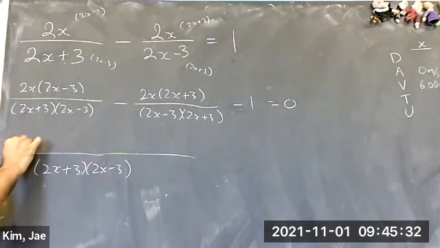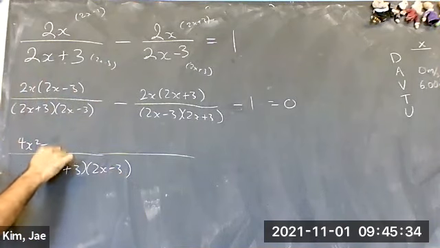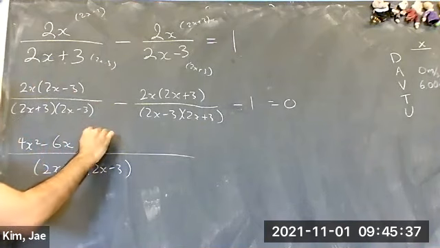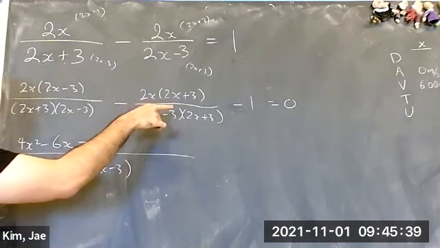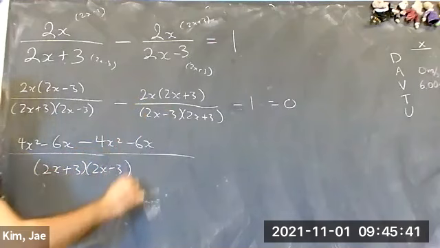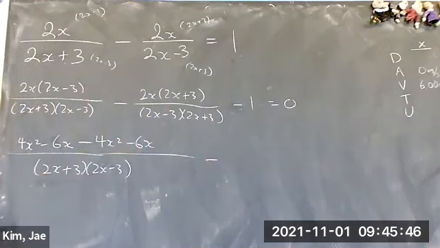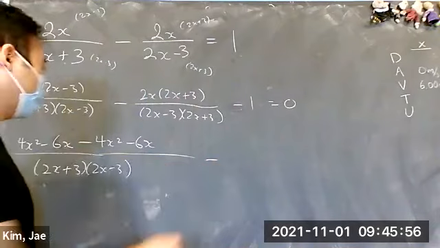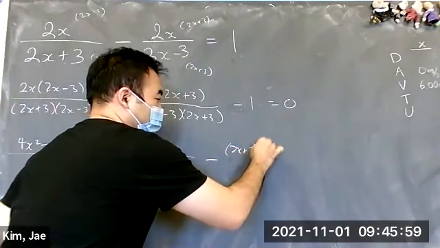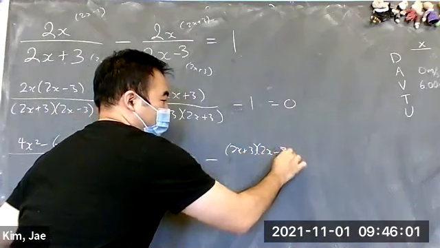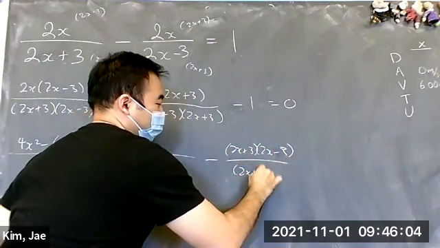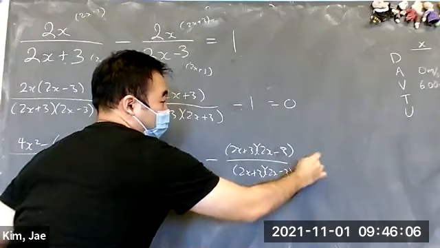And then the top is 4x squared minus 6x minus 4x squared plus 6 minus 6x. And then minus this over this, right? It's a 1. Yep. Plus 6x. I know it's a plus 6x, but I'm subtracting, so I'm going to do it all at once because I'm lazy. And again, this is going to be 2x plus 3, 2x minus 3 over 2x plus 3, 2x minus 3.